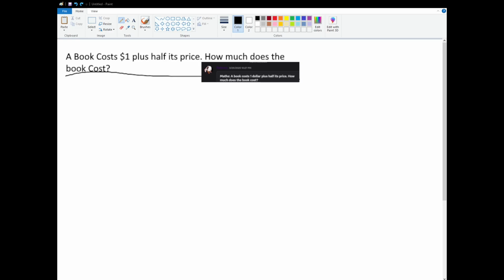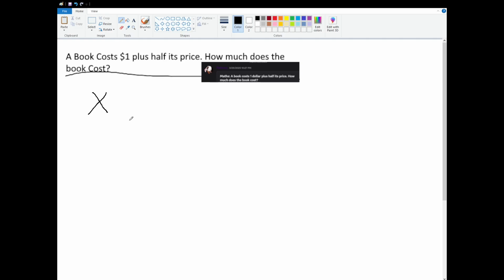So, we have a book. We'll use X. Oh my god, that's terrible. Can I increase the size? That's much better. We use X to define the book.